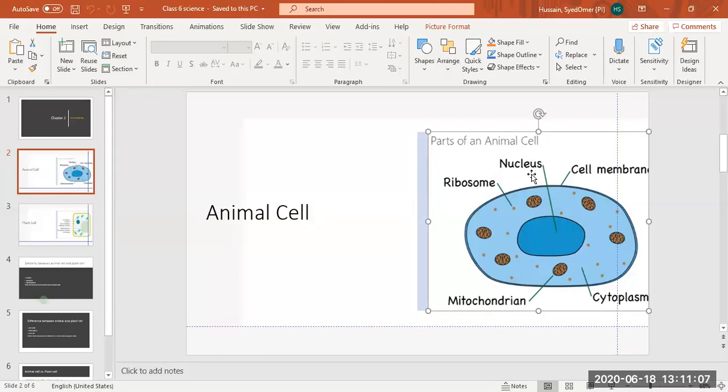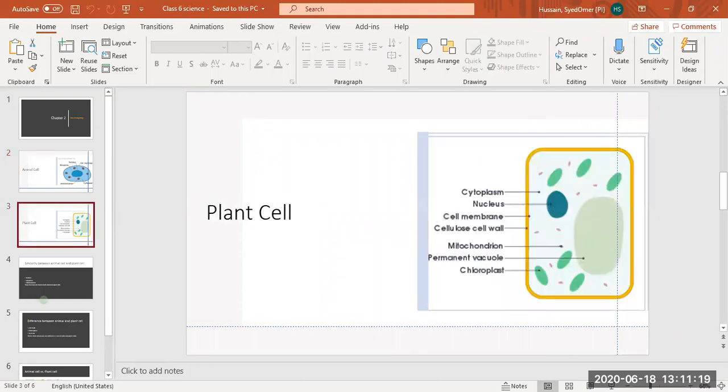You can underline the first line. A nucleus is the control center of the cell. It is not only found in an animal cell, it is also found in a plant cell. As you can see in the next picture, this is a plant cell. As you can see, now a plant cell is also having a nucleus. This one, W1. This is the nucleus of a plant cell. It means that a nucleus is present both in an animal cell and a plant cell.